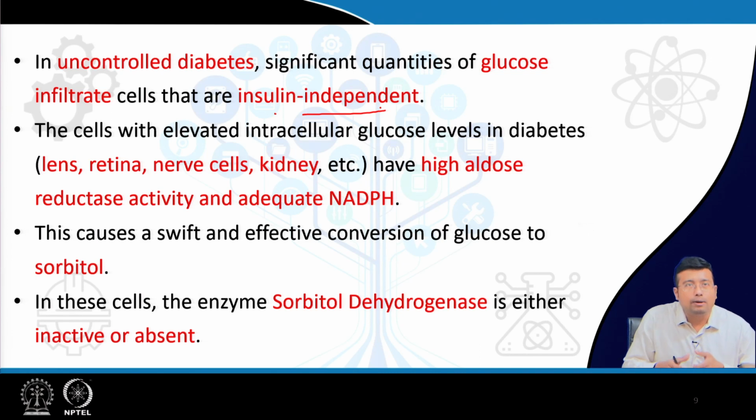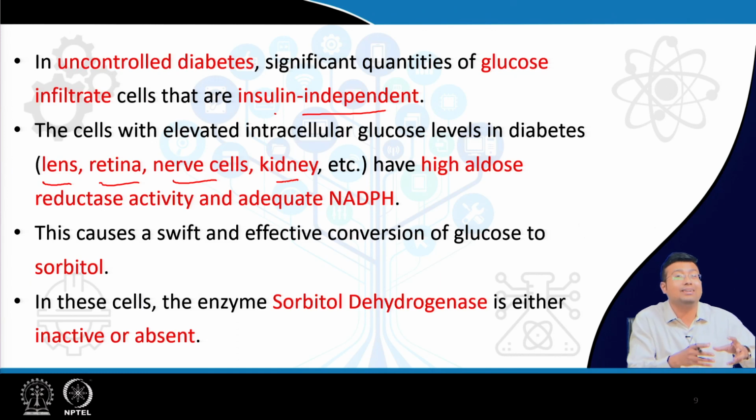This leads to a problem where the intracellular glucose levels increase, and in specific organs that can lead to a huge problem, because specifically the organs like lens, retina, nerve cells, kidney, mind it, these are the organs that face the maximum brunt of the disease, that is diabetes mellitus. These 4 organs, the eye, the lens, the nerves and the kidney.